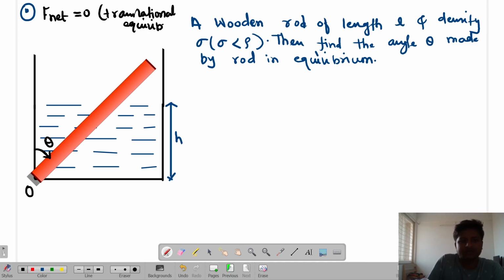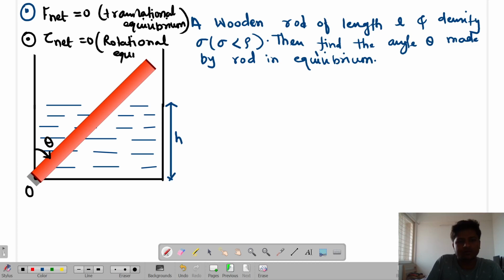Translational equilibrium means the body is not moving here and there. And the second thing is you have to check for rotational equilibrium. For rotational equilibrium, net torque should be zero, but you have to confirm that the body is not rotating. And here we have both. So you got the easy question. Because it satisfies both conditions, it can be easily done.